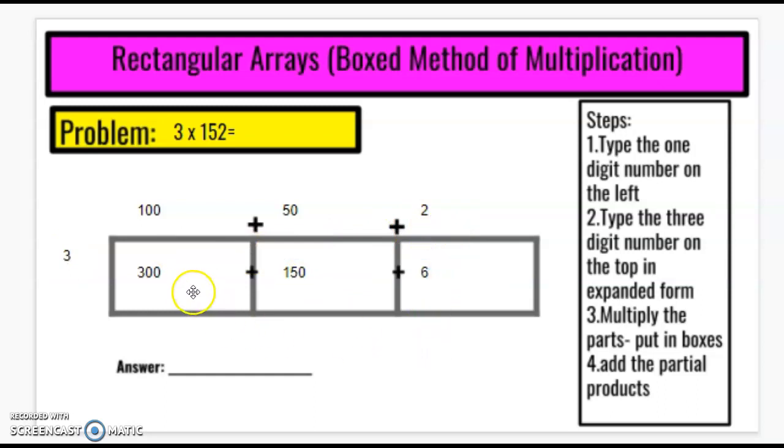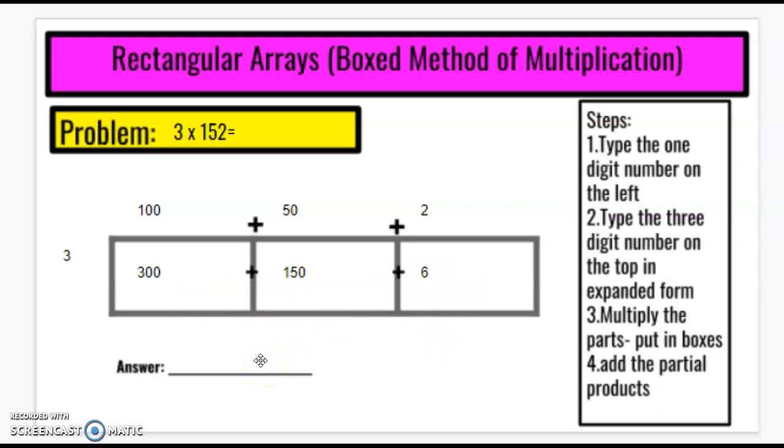So now, what I have in these boxes are called partial products. So a product is the answer from when you multiplied. So this is part of it. So these partial products, 300 plus 150 plus 6, I'm going to add these 3 things together to get my answer.